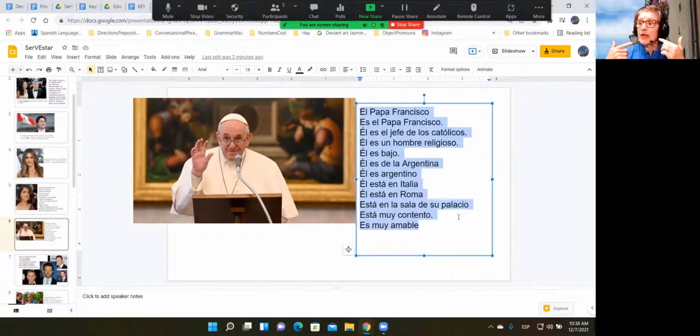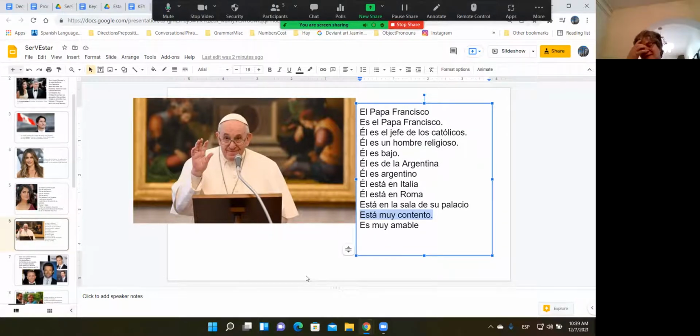Está muy contento. He looks happy, but es muy amable. He is kind. Kind is not how he feels. Contento, happy, is how he feels. Amable, kind, is a characteristic, the way he acts. The way he acts is not a feeling. It is how he is. Es. Ser. We use a form of ser. But how he feels in this moment, está muy contento. He feels happy. That uses estar. ¿Entienden? Sí. Okay. Any questions on those?